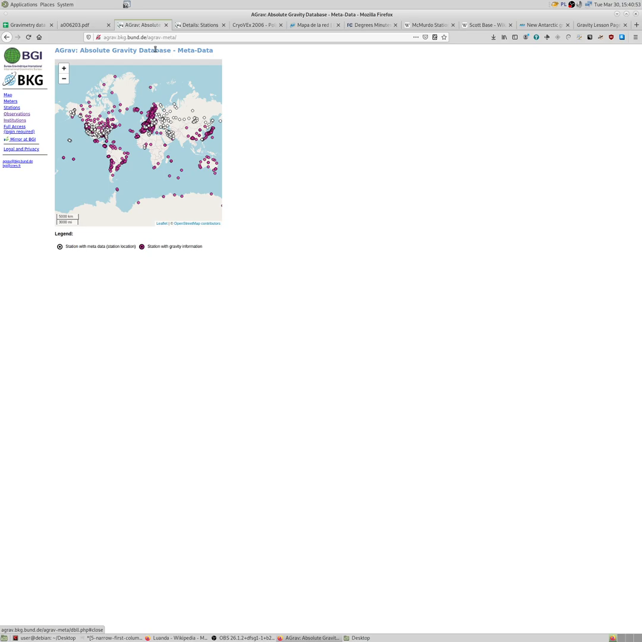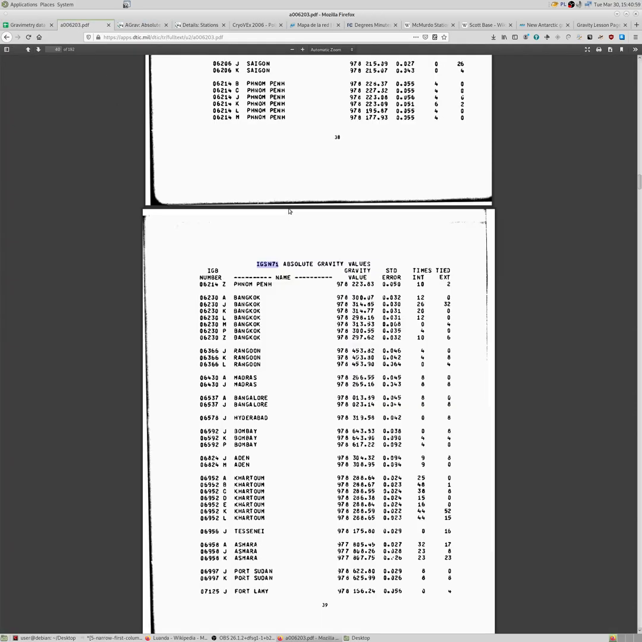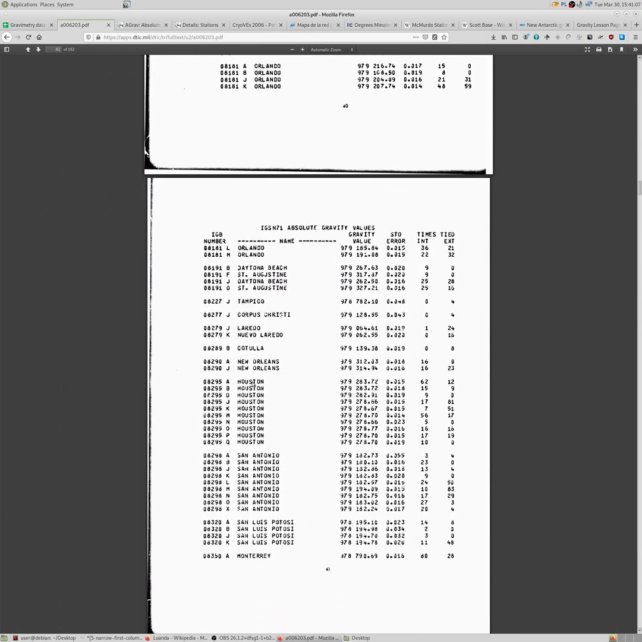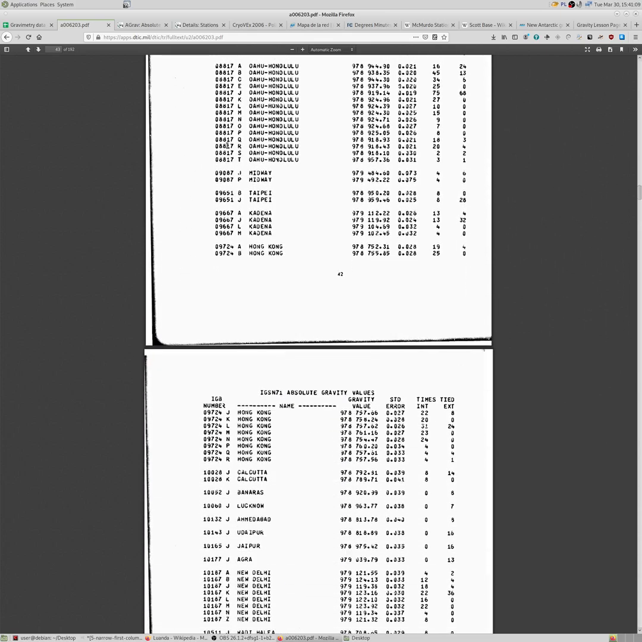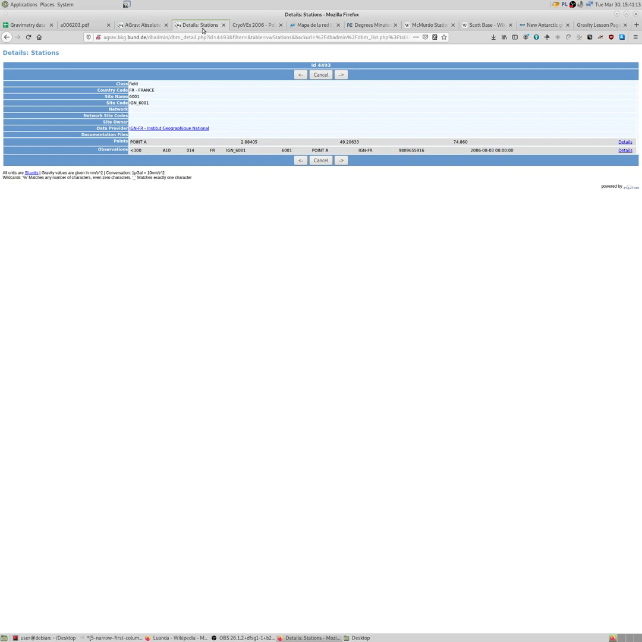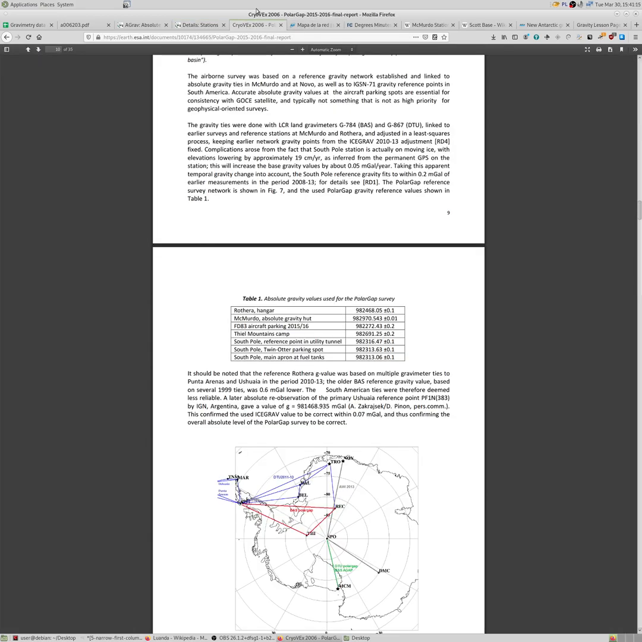Absolute gravity data. Then we have different information, which is in this report from 72, which also measures gravity in different places around the world. So this gives me more places to put the data. For South Pole, I use the data from this page here.